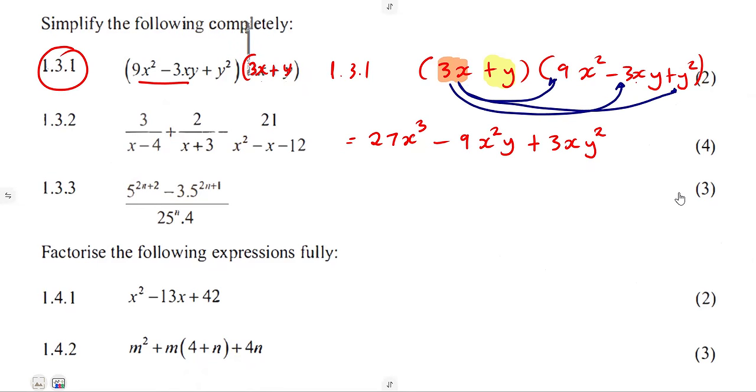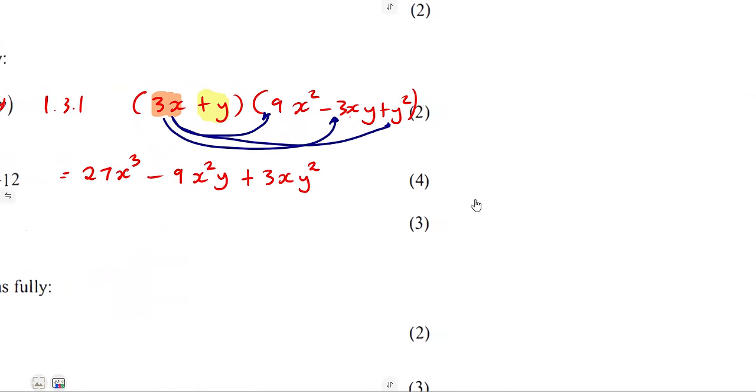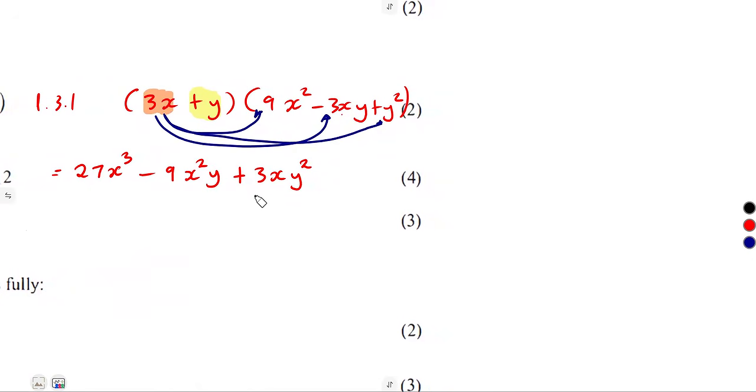You must at least follow or consider the arrangement of the given terms that we have. We've got x and y there. We started with x followed by y, so do the same thing when you are multiplying this y to the other bracket. You must consider that order. So y times 9x squared is going to be positive 9x squared y. We start with x followed by y. Okay, we do the same thing.